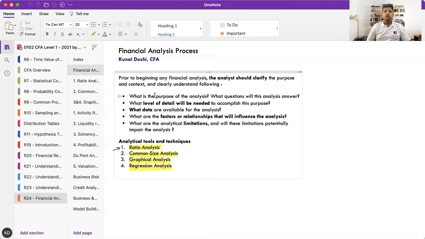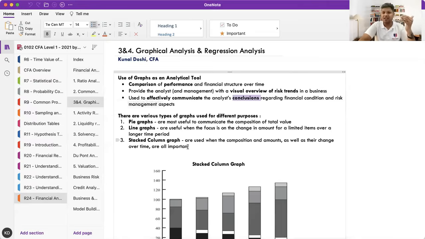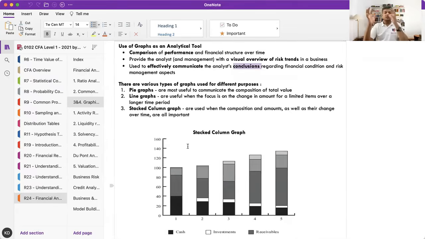Okay. So what is ratio analysis? Why do we do that? What are its limitations? I will discuss all that. But before that, let me quickly tell you the other parts, that is graphical and regression analysis. In graphical and regression analysis, we put all the data in a graph and then compare.